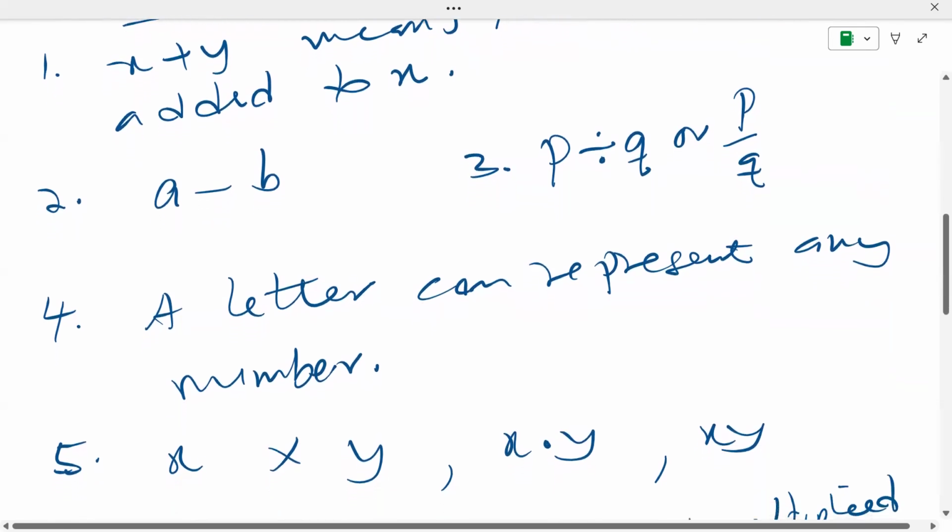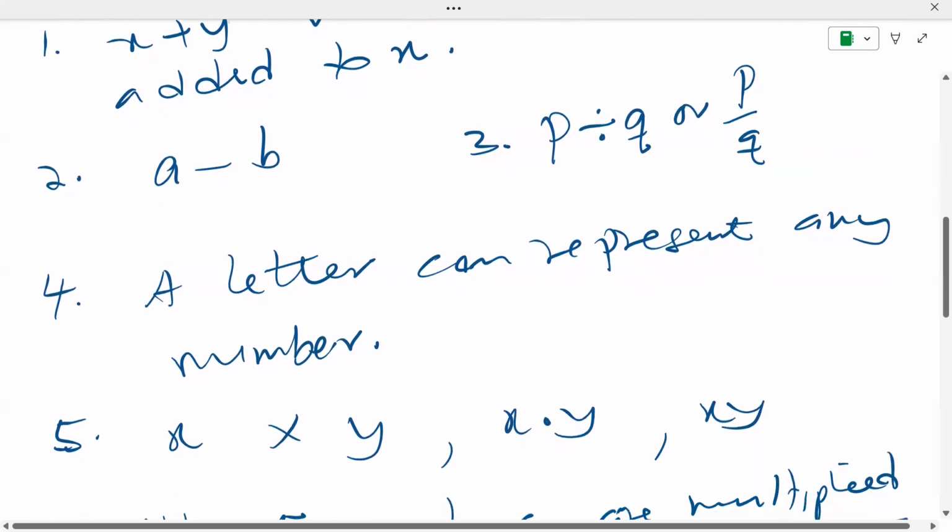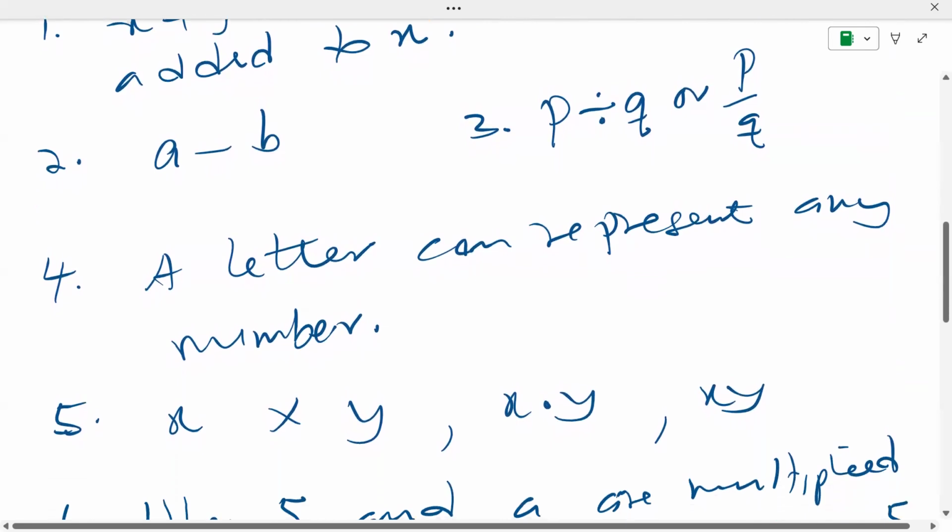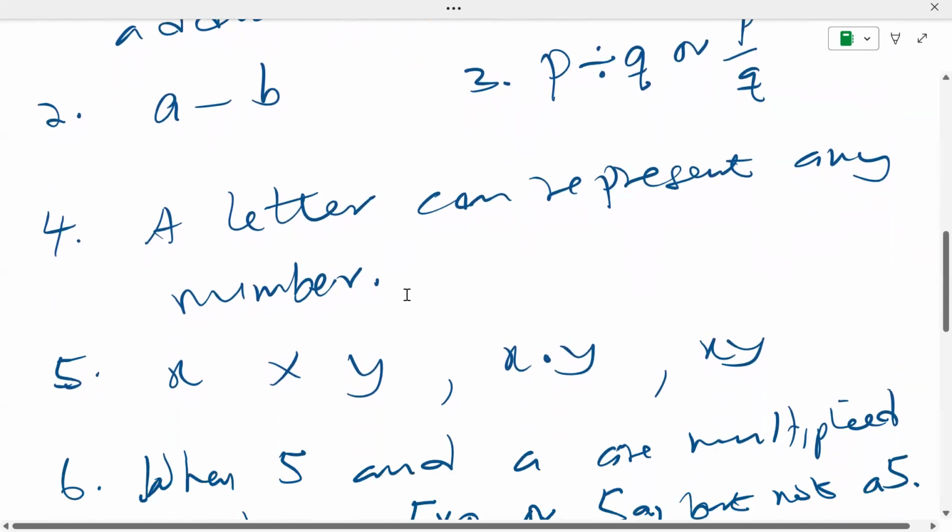4, a letter can represent any number. 5, x times y can be written as x dot y or xy. So when we are multiplying letters, we can introduce the multiplication sign or use the dot to represent the multiplication sign, or xy when we are using letters. But if you're writing 4 times 3, you cannot write it this way because it will be 43. But we normally use this or we can use that.